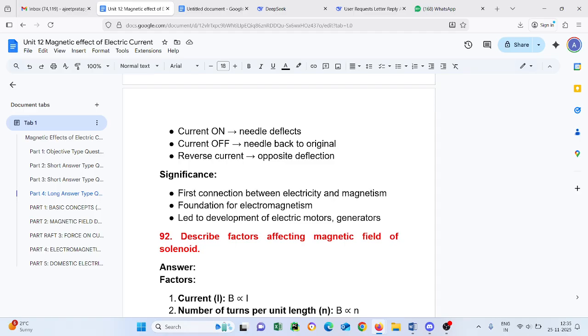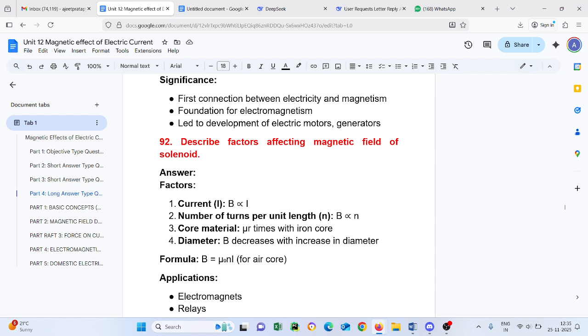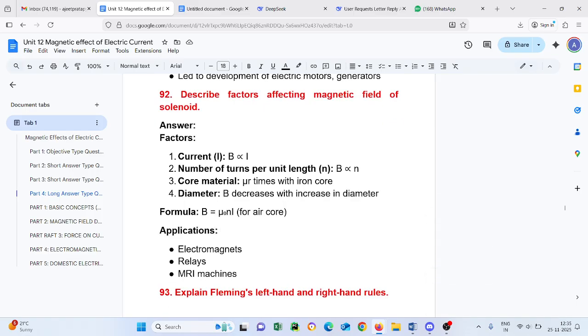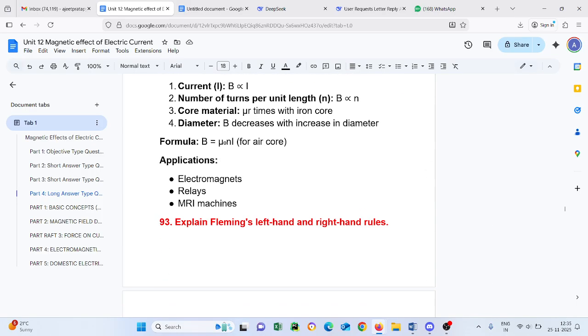Describe the factors affecting the magnetic field of a solenoid. Current I: B is proportional to I. Number of turns per unit length: B is proportional to n. Core material: B increases with permeability, larger with an iron core. Diameter: B decreases with increase in diameter. Formula B for air. Applications: electromagnet, relay, MRI machine.